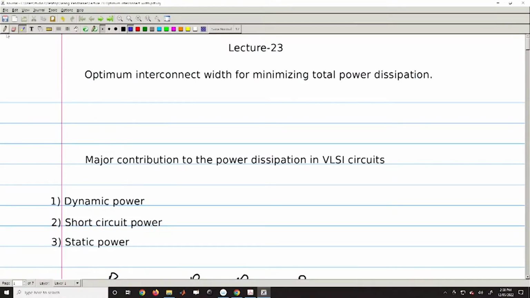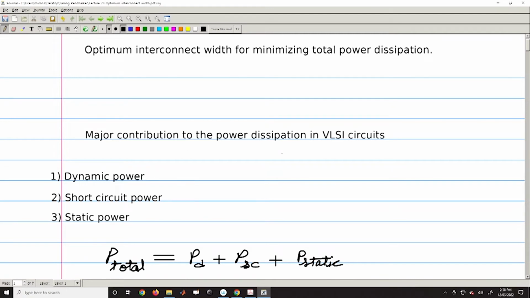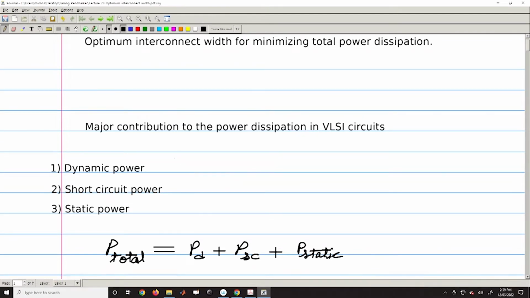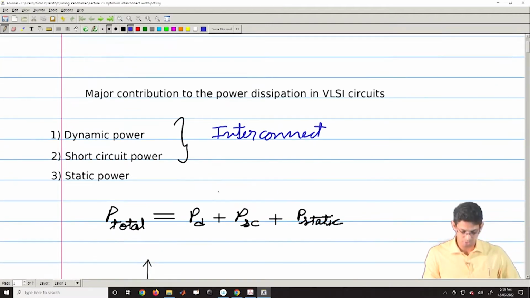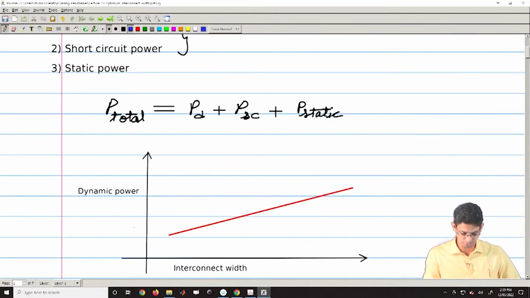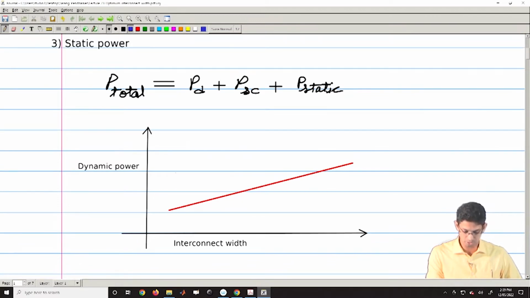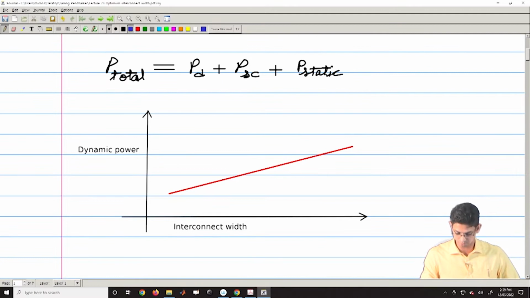So, in the previous lecture, we were discussing different contributions to the power dissipation, and we saw that there are these dynamic power and short circuit power dissipation, and both of these are dependent on the interconnect. So, your interconnect would affect both these. Then we also saw what dynamic power dissipation is, and we saw that dynamic power dissipation would scale linearly with width. So, if this is my interconnect width like this, my P d would have some constant, but it would increase.